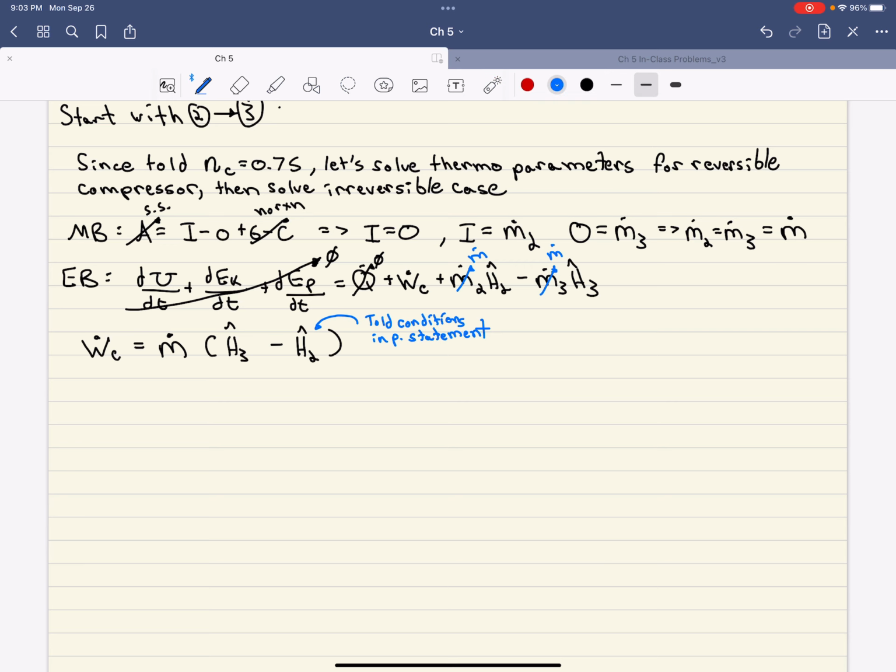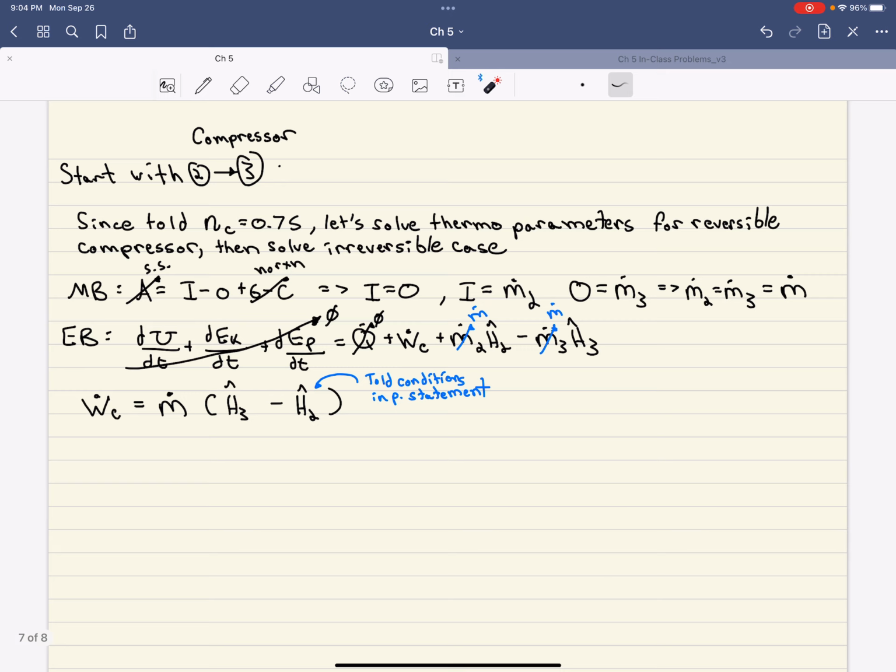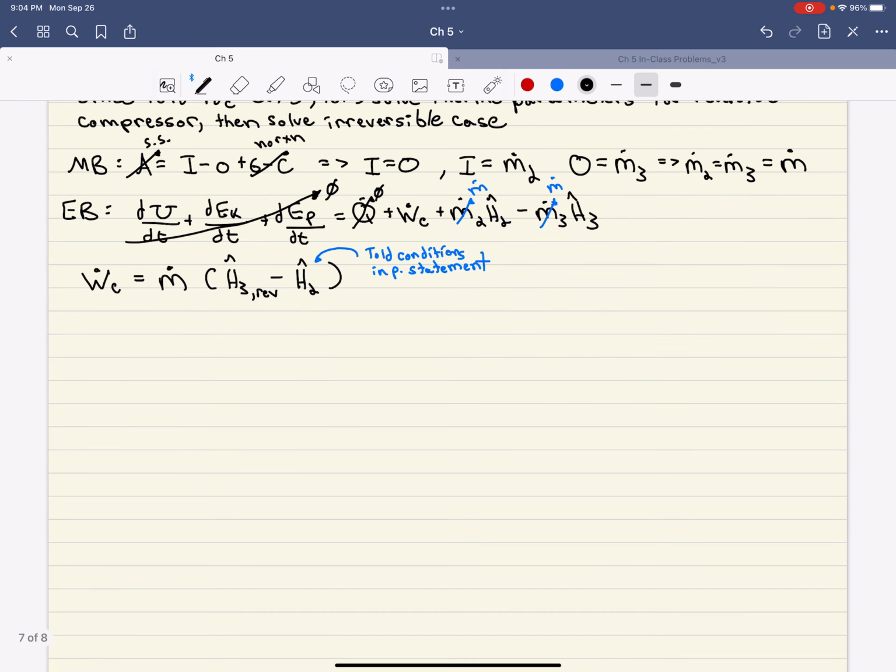Okay? And so, like I said, when we're approaching this problem, we're going to want to solve for the reversible case first. Right? So the H3 we're going to calculate initially is going to be the enthalpy 3 for the reversible case. All right? So I'll write it there for now. But in any case, we don't know enough information to solve for H3 rev. So we'll come back and solve for it later. So that's everything we could do with the energy balance for now.